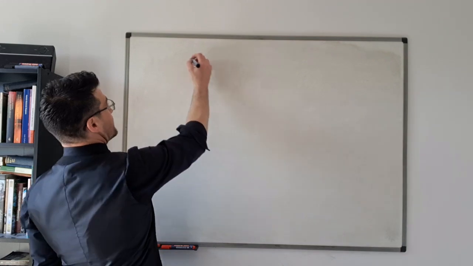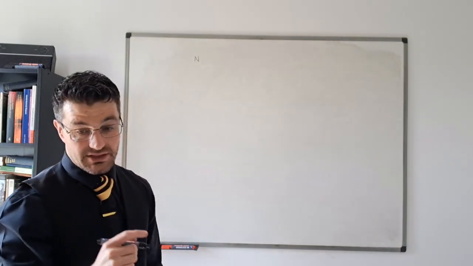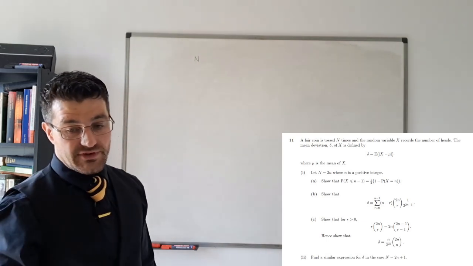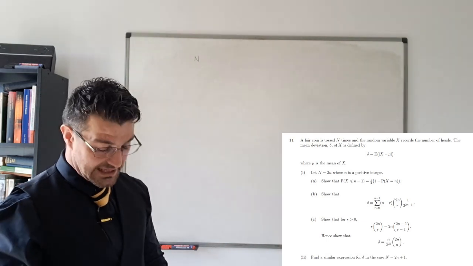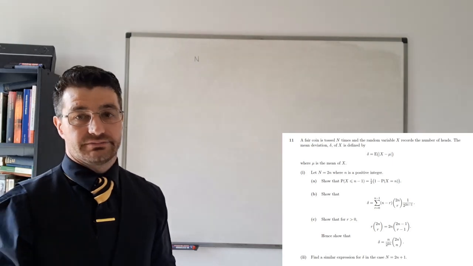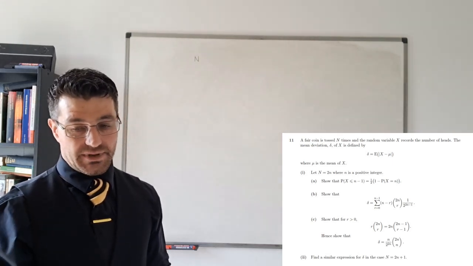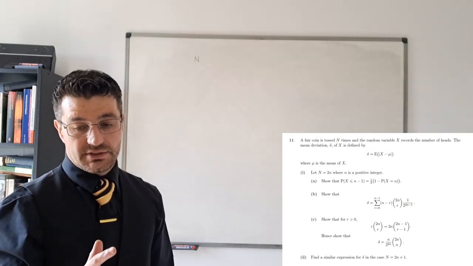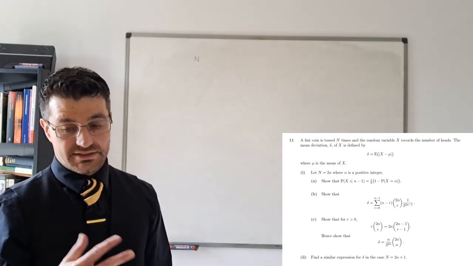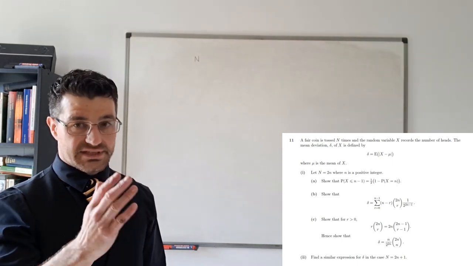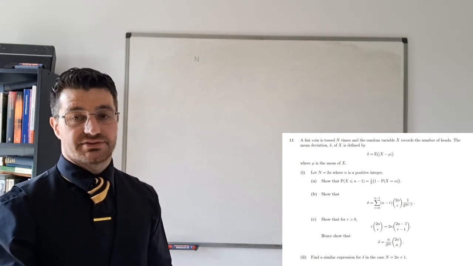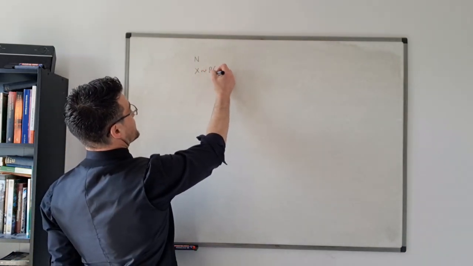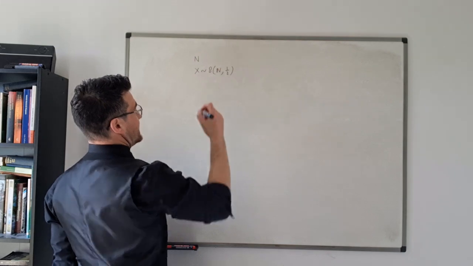So we've got n, uppercase N, a fair coin is tossed N times, and the random variable X records the number of heads. This is a textbook binomial distribution, right? X is a binomial distribution. It's got a fixed number of trials, 2 possible outcomes, heads and tails, the same probability of success at each stage, and so on and so forth. X follows a binomial distribution with parameters n and half.